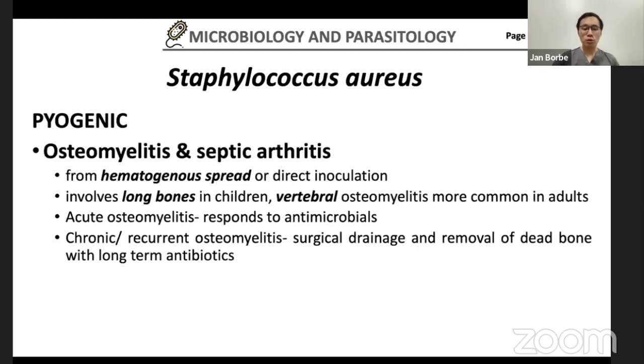Okay, so this one I also want to emphasize, no, yung osteomyelitis, because osteomyelitis in Staph aureus differs in presentation in children compared to adults. No, in children, more common yung involvement ng long bones. How about in adults? More of vertebra naman. Okay, so this one, acute and chronic, pwede tayong tanungin, no, how do we treat acute osteomyelitis? How do we treat chronic osteomyelitis?